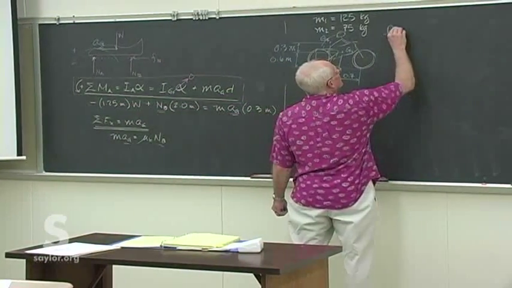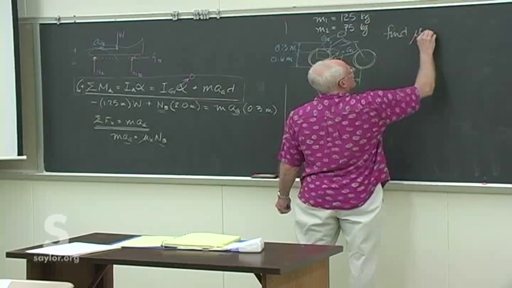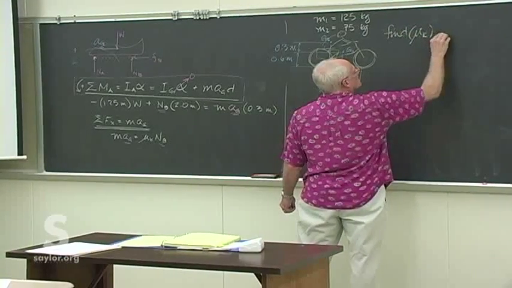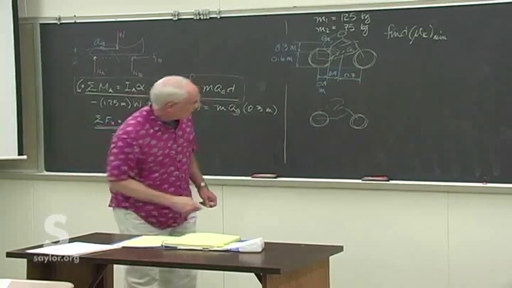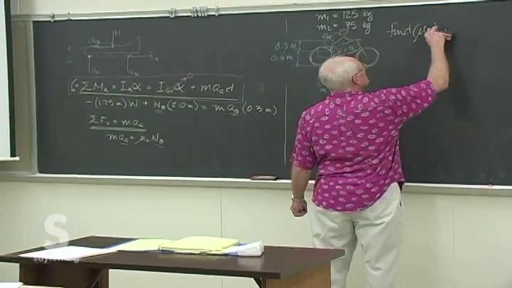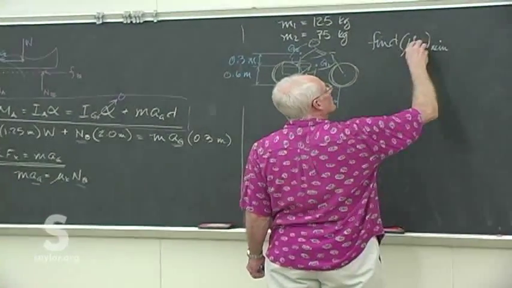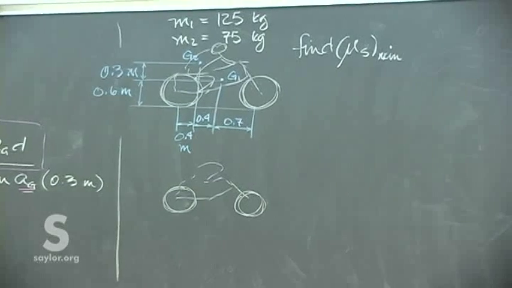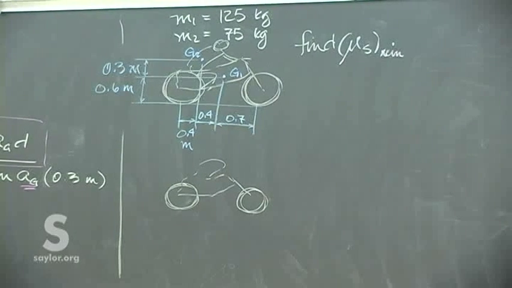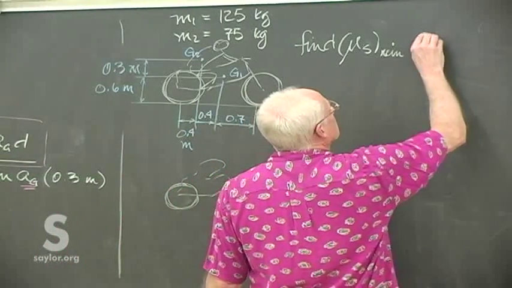All right, what we want to do is find the minimum kinetic, no, static. We're not going to spin the wheels on this one. I guess that wouldn't work. We want the minimum static coefficient of friction so that the rider pops a wheelie.